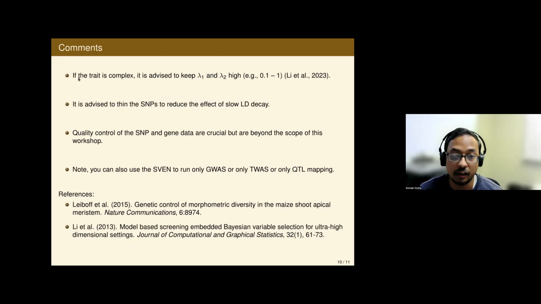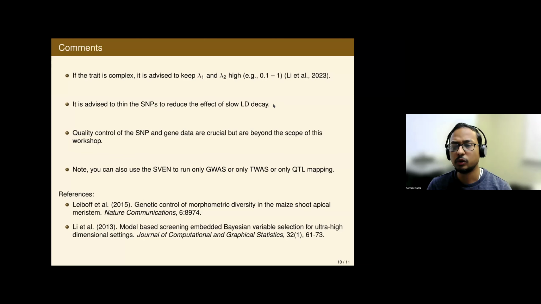So if your trait is complex, that is, if you think that your trait is controlled by a lot of SNPs or a lot of genes with individual small effects, right? Then it is advised to keep lambda1 and lambda2 high. In the previous example, we saw that 1 helps. Somewhere in the values 0.1 to 1 would help. That was also our understanding in the paper.